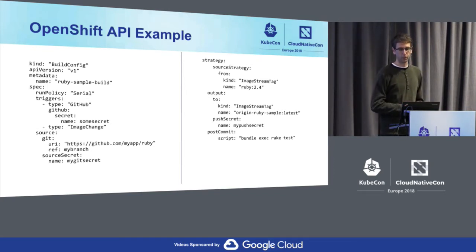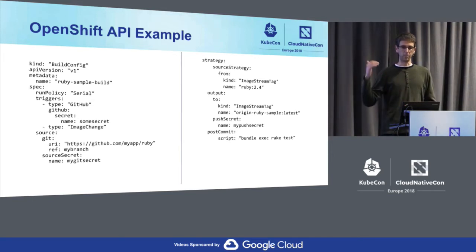We've got our Git source repository, myapp/ruby. We also have a Git ref, so we're actually going to build a specific branch of that repository. We've got our Git source secret so that we can actually clone that repo in case it's private. And then on the other side, we've got the strategy. This is where we decide, are we using S2I? Are we using Docker? Are we going to use something else? And so here we're using the S2I source strategy.